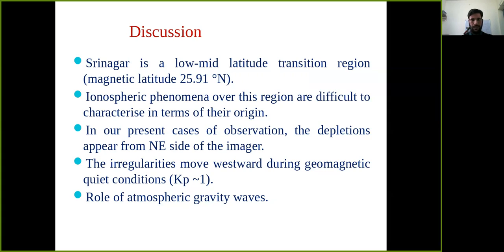In our present cases of observation, the depletions appear from the northeastern side of the imager. The irregularities move westward during geomagnetic quiet conditions, which is not seen in the case of the equatorial plasma bubbles, because equatorial plasma bubbles move westward only when the geomagnetic conditions are disturbed. The usual motion of the equatorial plasma bubbles is eastward during geomagnetic quiet periods.